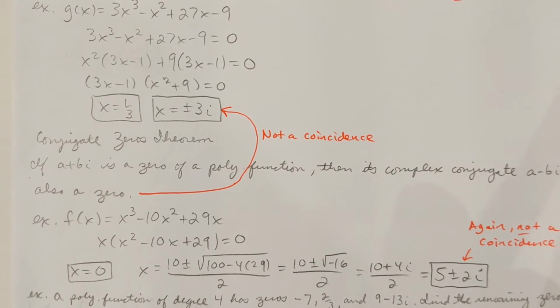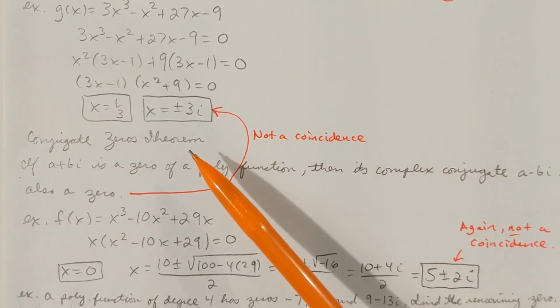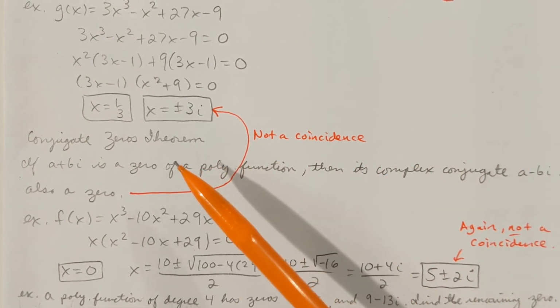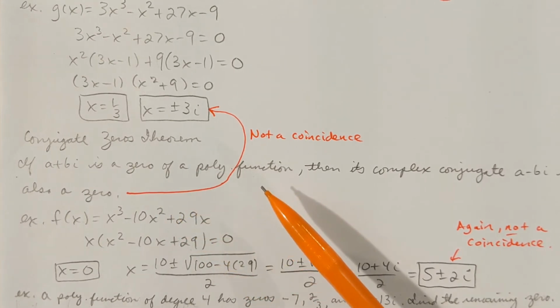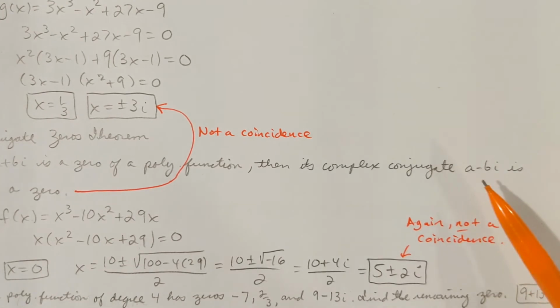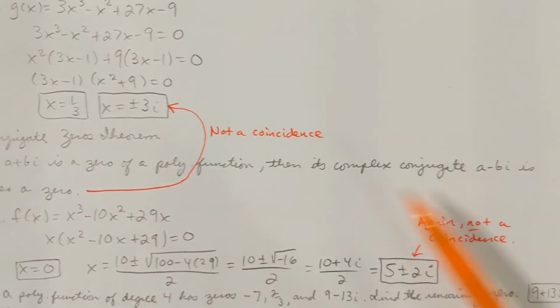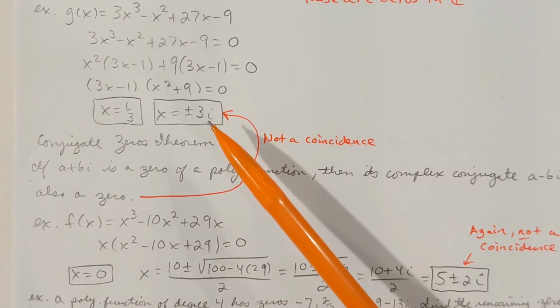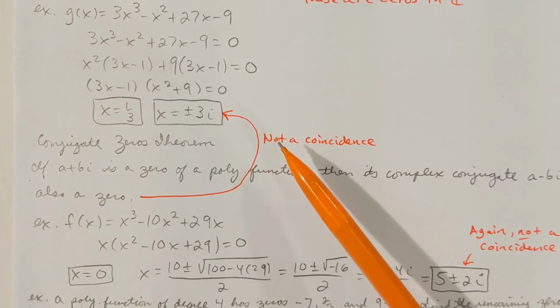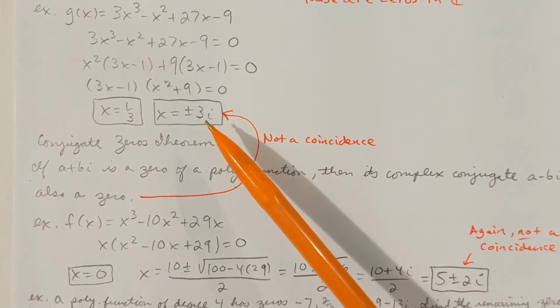Now the conjugate zeros theorem can be useful on occasion. It says if a plus b times i is a zero of a polynomial function, then its complex conjugate, a minus b times i, is also a zero. So just because 3i and negative 3i are zeros, that's not really any coincidence. Those two numbers had to be there since they are conjugates of each other.